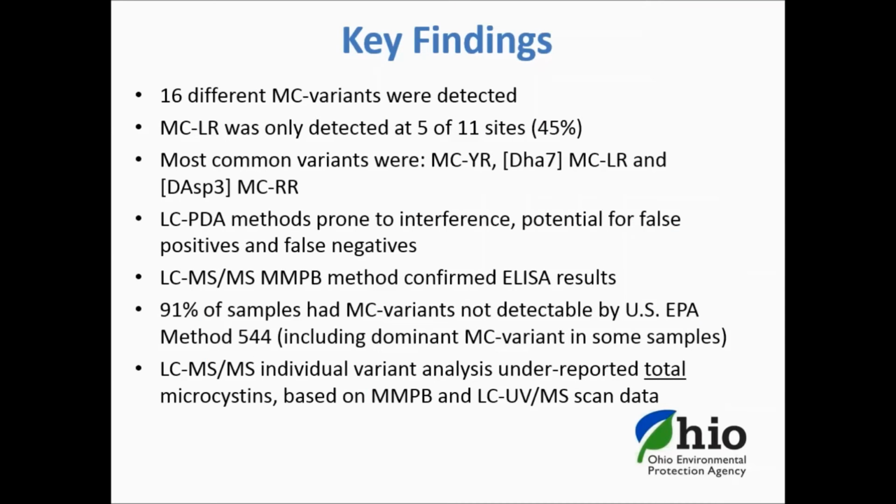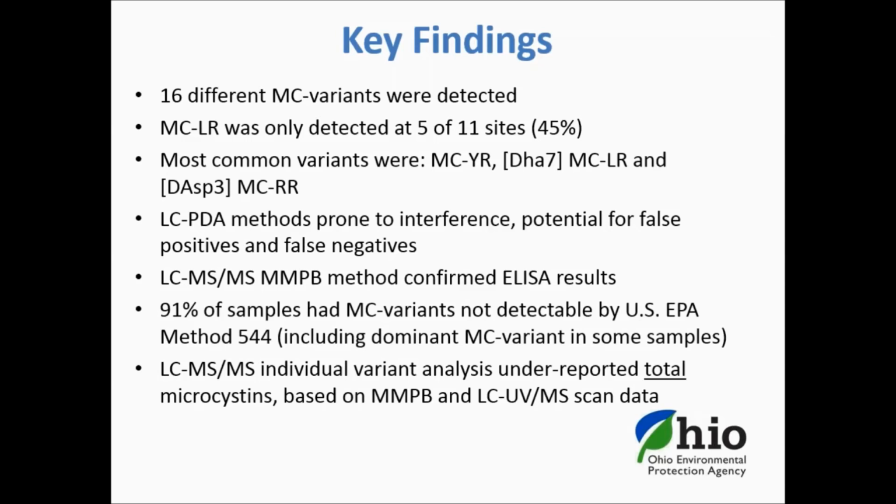Overall, 16 different microcystin variants were detected, and surprisingly, microcystin LR was only detected at 45% of our sites. The demethylated variants were detected at most sites, along with microcystin RR, and this was unexpected. We had hoped that most of our sites would be MC-LR dominated, and that Method 544, a comparable method, would be an appropriate alternative. But that was not the case, since 91% of our sites had microcystins not detectable via Method 544.